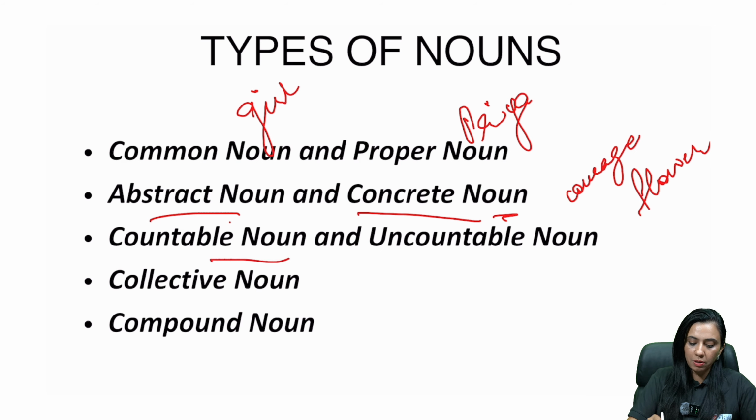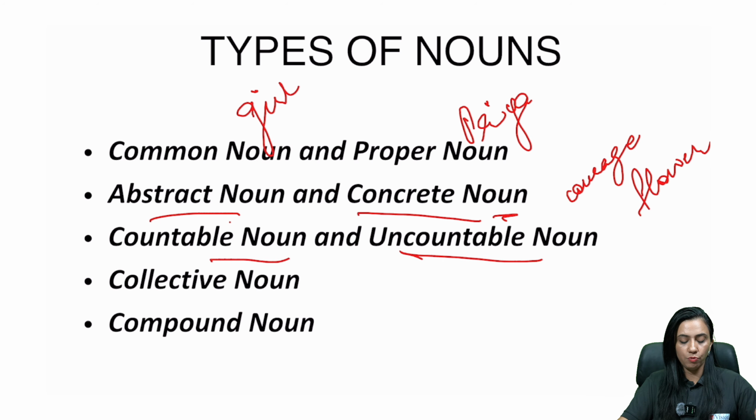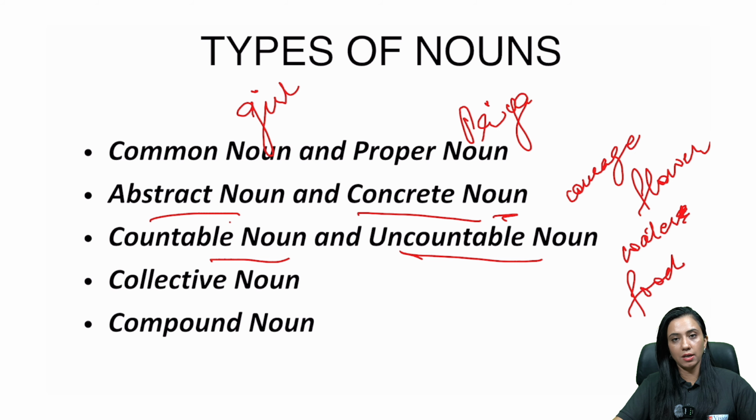Then we have countable nouns and uncountable nouns. Countable are the ones which we can count, like boxes, flowers. These can be counted. But uncountable nouns, if I'm saying water, do we ever say waters? Never. Okay, so this is not there. Water, food, even furniture, I would say. This is an uncountable noun.